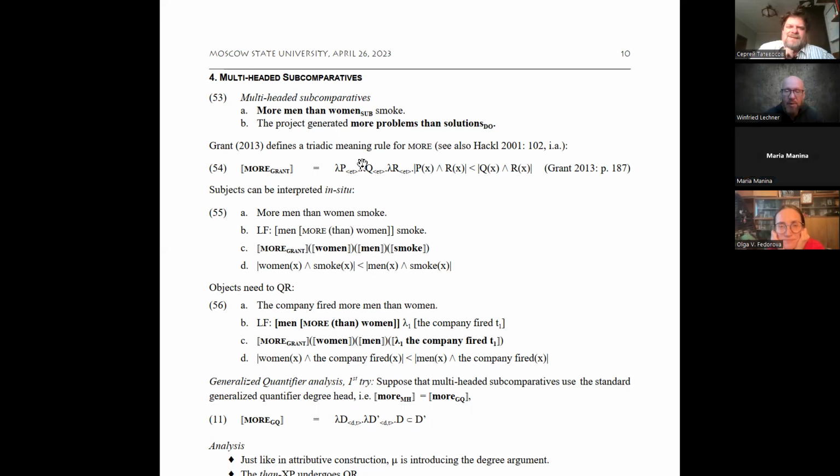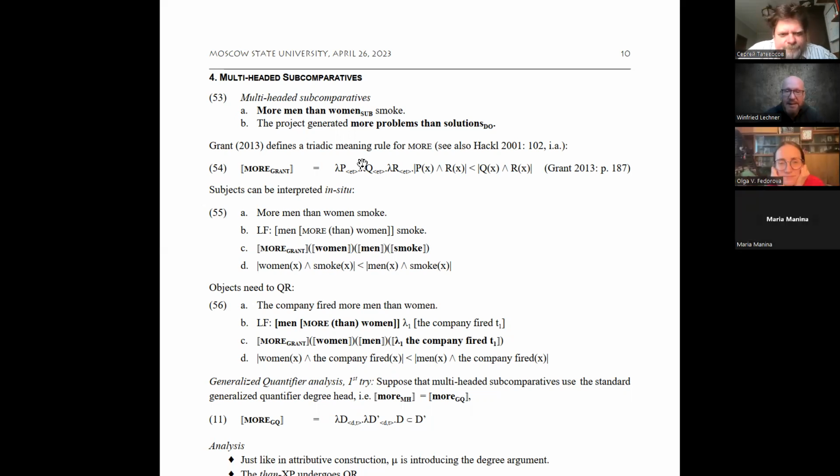Now, the problem with this kind of construction is, what does "more" contribute? A way of actually making the compositional semantics work is, for instance, given by Grant, and she defines an additional entry for the family of "more," as in 54. So "more" is a triadic relation. It picks up three predicates and compares their intersections.